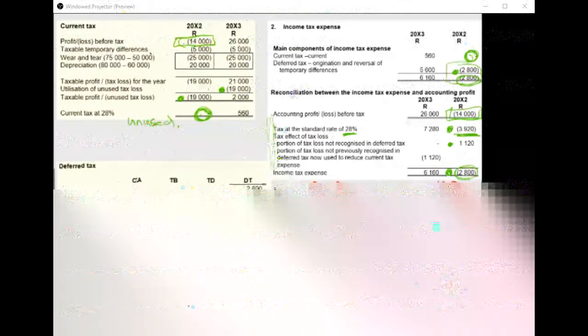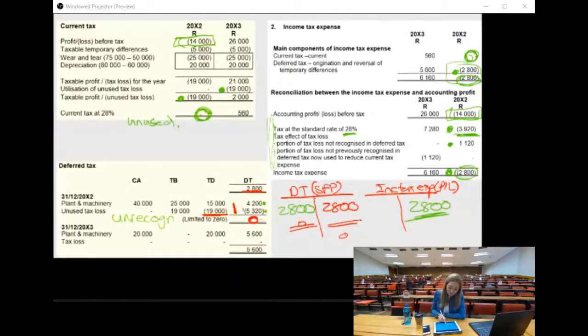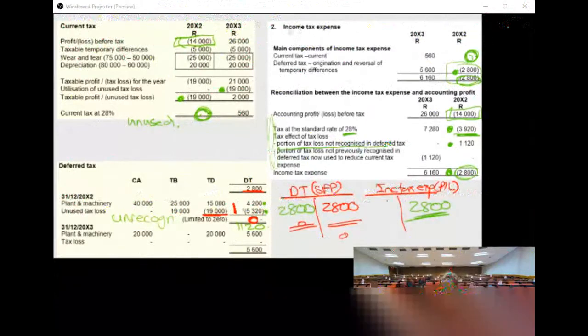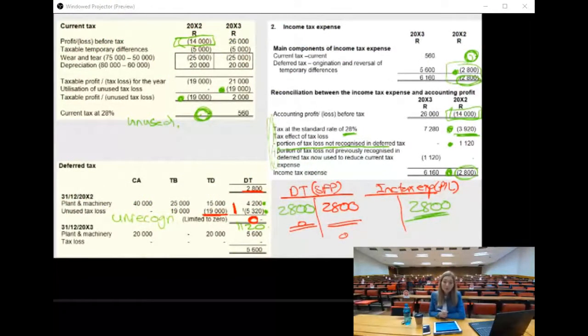Okay, so you'll see the difference between the 4,200 and the 5,320 is the 1,120 that we could not recognize. So that's why that is then a reconciling item in our reconciliation. Okay. Now next year, what happens in the next year is now we are able to utilize the full tax loss. So remember that the fact that we could not recognize everything does not take away from the fact that we still had the full 19,000 tax loss.